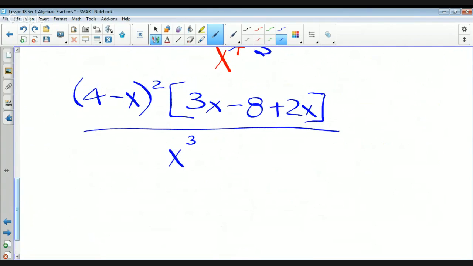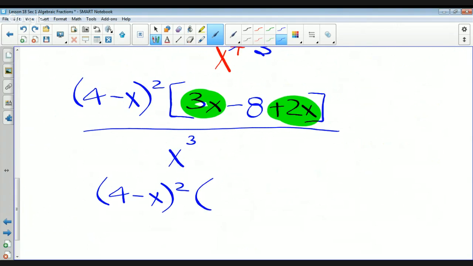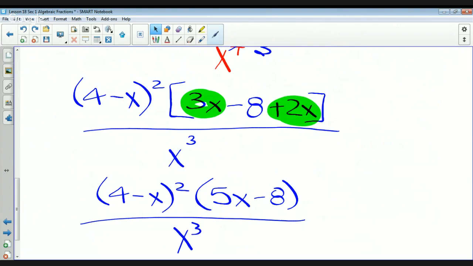You can simplify. Yep. You have this 3x and you have this 2x. You can put them together. And then you're finished, right? You have quantity 4 minus x squared times quantity 3x plus 2x is 5x minus 8 all over x cubed. So you have a quantity times a quantity. They are factored. This is factored, isn't it?